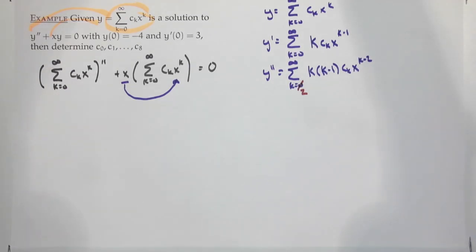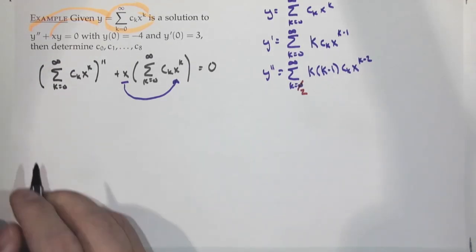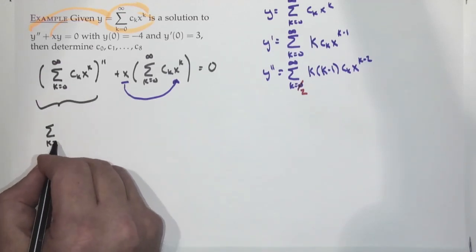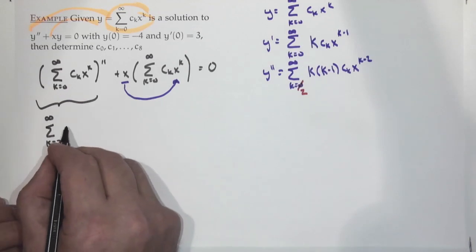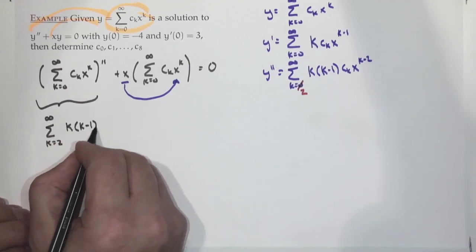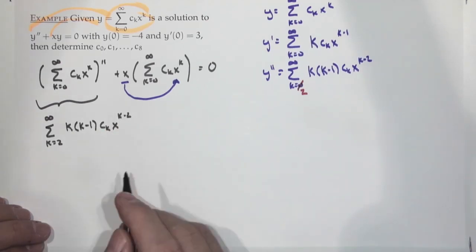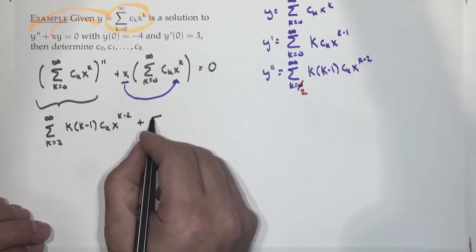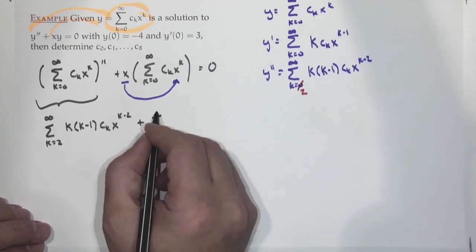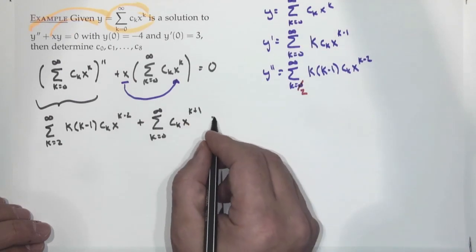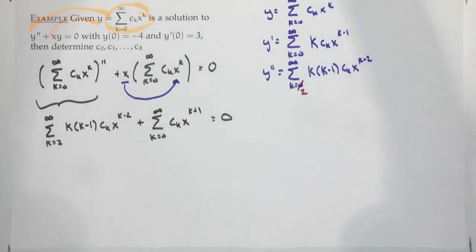All right, so this first term becomes the sum k equals 2 to infinity of k times k minus 1 times c sub k x to the k minus 2. The second becomes the sum k equals 0 to infinity c sub k x to the k plus 1. Now, does that look familiar?